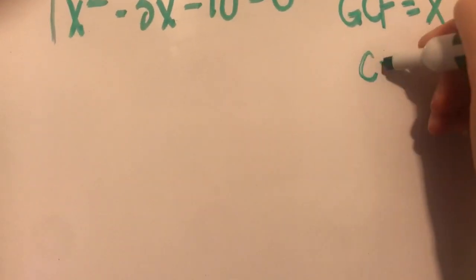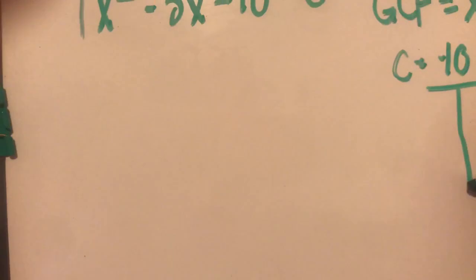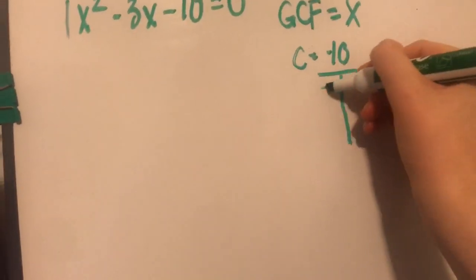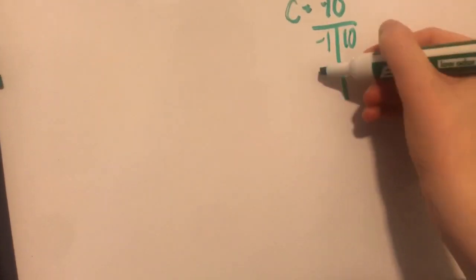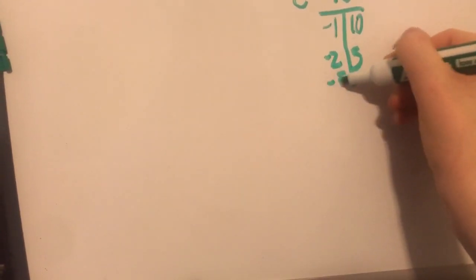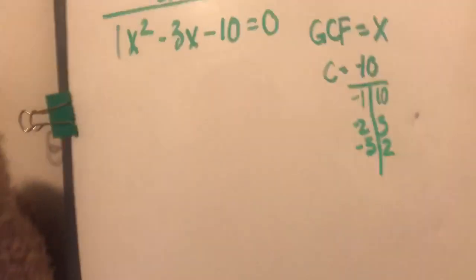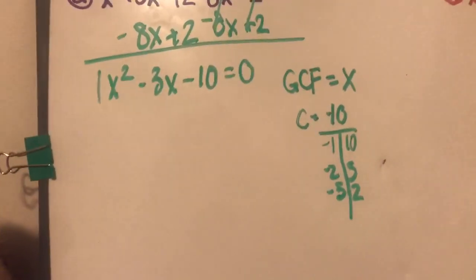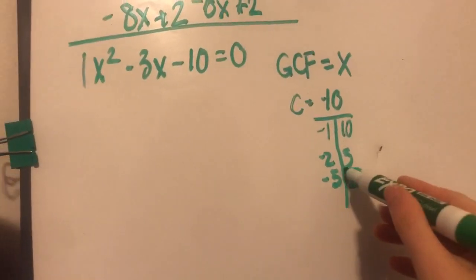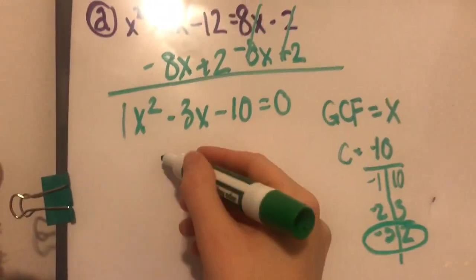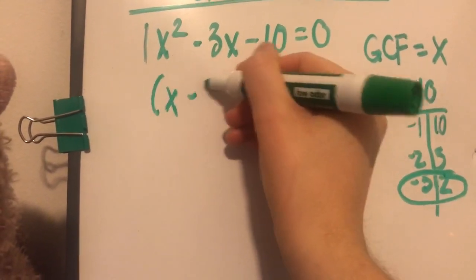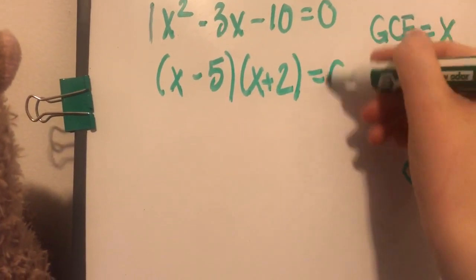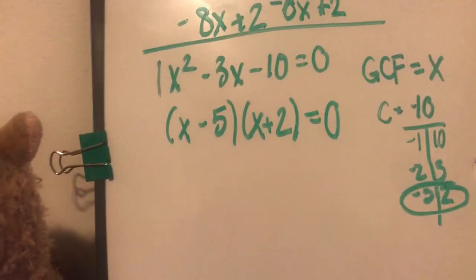So my C value is equal to negative 10. And I'm going to start listing factors of negative 10. So I know negative 1 and 10, negative 2 and 5, negative 5 and 2. Okay, now I'm seeing which of these pairs are going to add up to negative 3, which leaves me with my last one there. So I'm going to have x minus 5, x plus 2 equals 0. I'm still applying that zero product law.